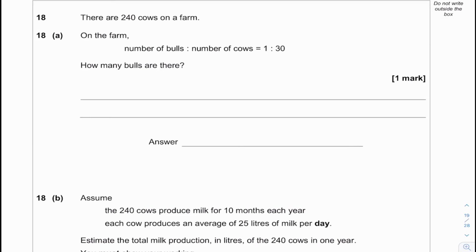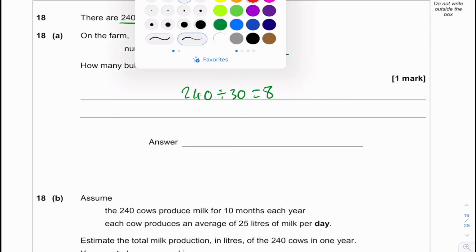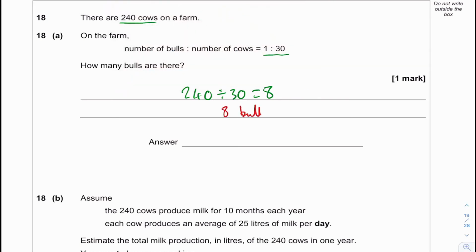Question 18. We are told there are 240 cows on a farm, and for part a, we are given some more information saying that on the farm the ratio of the number of bulls to the number of cows is 1 to 30, and we need to work out how many bulls there are on the farm. So the key thing is the ratio is 1 to 30 and we've got 240 cows. So we can divide 240, the number of cows, by 30. When we do that, 240 divided by 30 is equal to 8. So if we've got 240 cows, we must have 8 bulls. So the answer is 8.